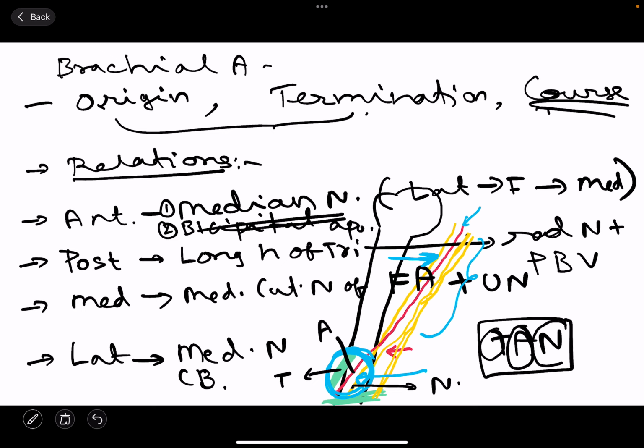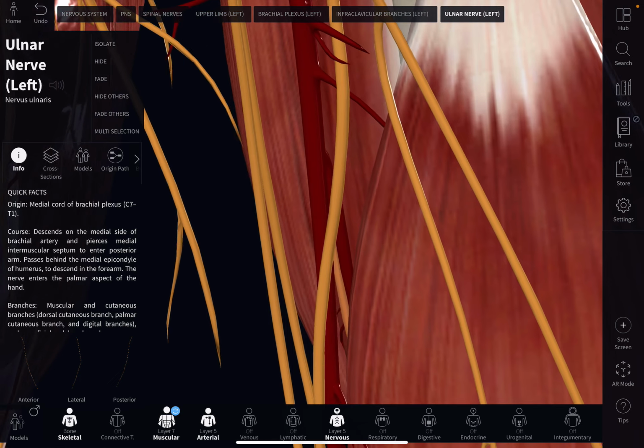It will be accompanied by the medial cutaneous nerve of forearm along the medial side of the upper part of the brachial artery. So what happens to the ulnar nerve in the middle? In the middle of the arm, the ulnar nerve pierces the medial intermuscular septum along with the superior ulnar collateral branch of the brachial artery.